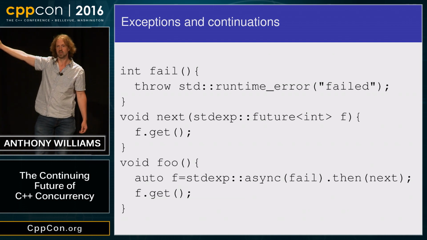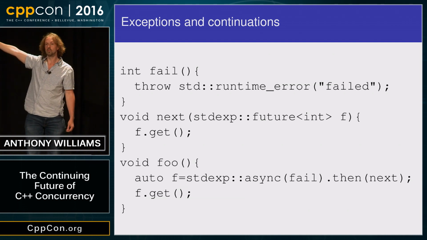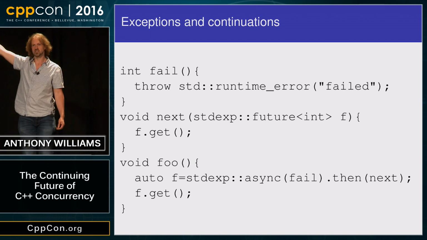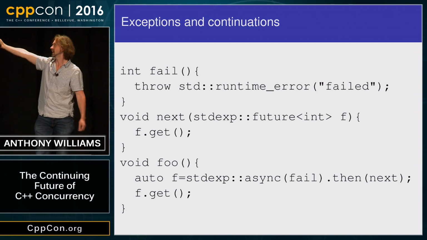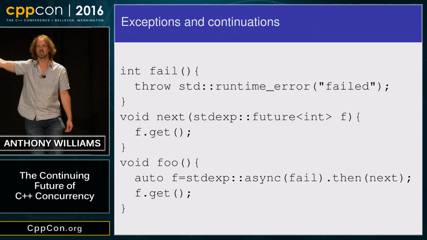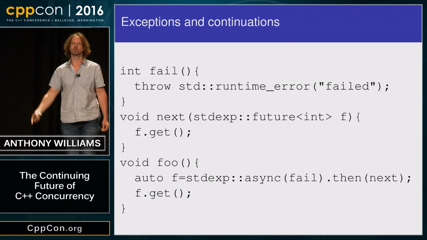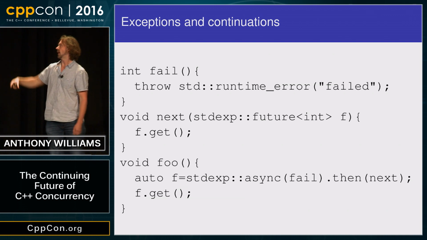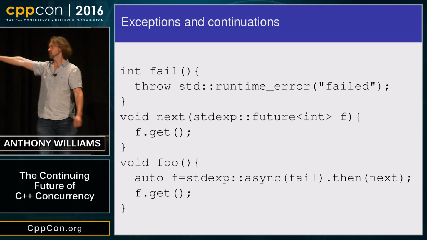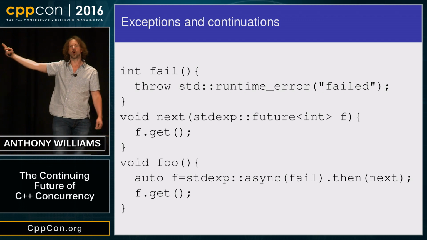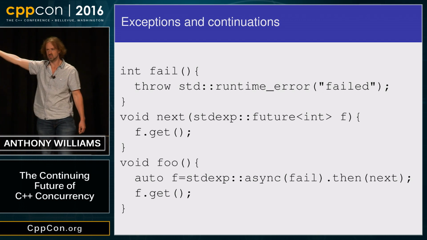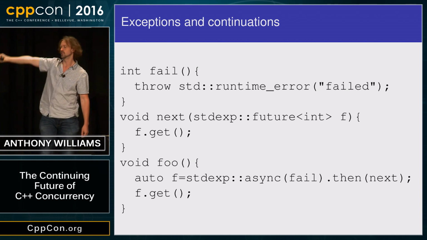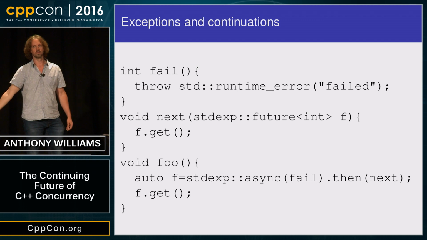Next takes the future. That will be a future that is holding the exception of the standard runtime error that was thrown. And so when you call f.get inside next, then that's going to throw, because f.get throws if the future holds an exception. And then obviously in foo, the final future that is returned holds the result from next, and so the exception propagates all the way out. So the final get in foo will also throw an exception.